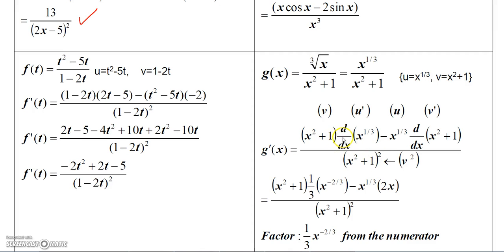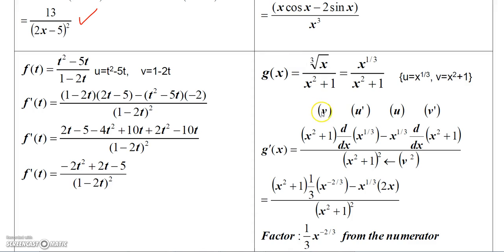Well, let's go ahead and do the derivatives here. The derivative of x to the 1/3 is actually 1/3 x to the negative 2/3 using the power rule. And then the derivative of x squared plus 1 would simply be 2x. Now, so I have x squared plus 1 times 1/3 x to the negative 2/3 minus x to the 1/3 times 2x all over x squared plus 1 quantity squared.